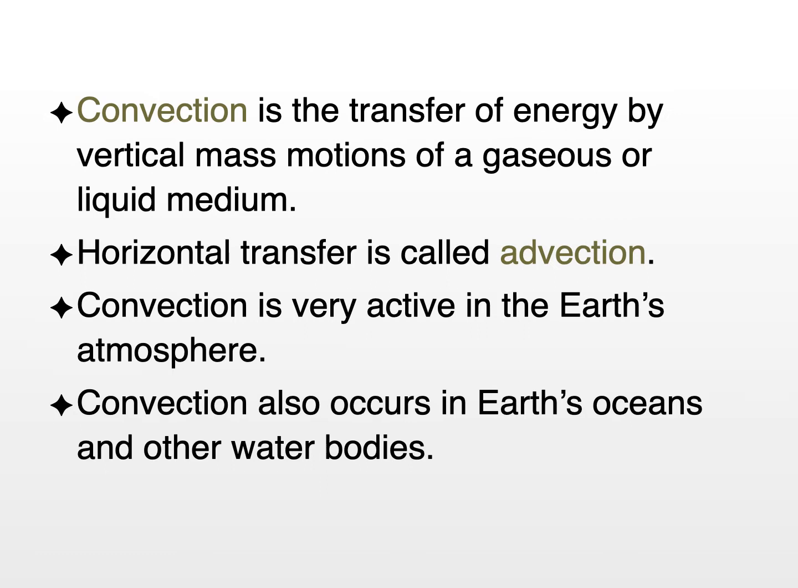Convection is very active in the Earth's atmosphere. Convection also occurs in the Earth's oceans and other water bodies. Often you may see convection in the atmosphere on a hot summer day, when you're looking across, let's say, some black soil or black pavement, and it looks like there are waves moving through the atmosphere. That's convection, masses of air moving upward. Now, please note that when warm air moves up, that creates a vacuum, and that pulls cold air down.